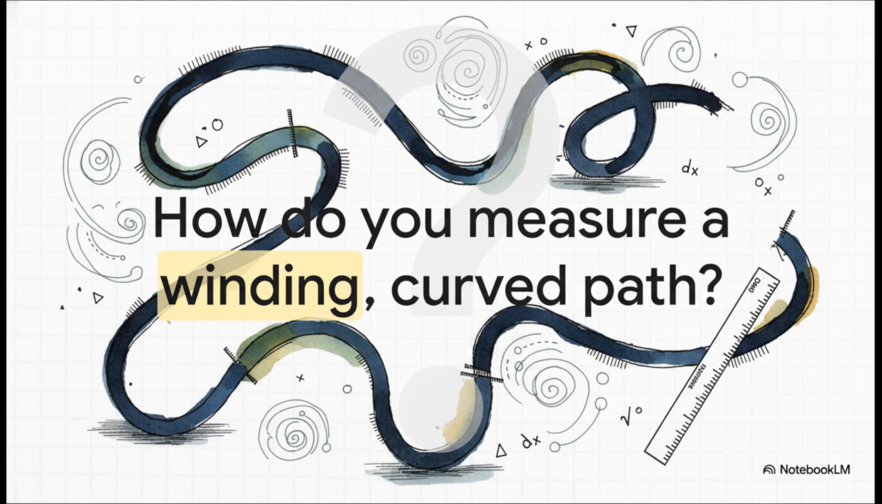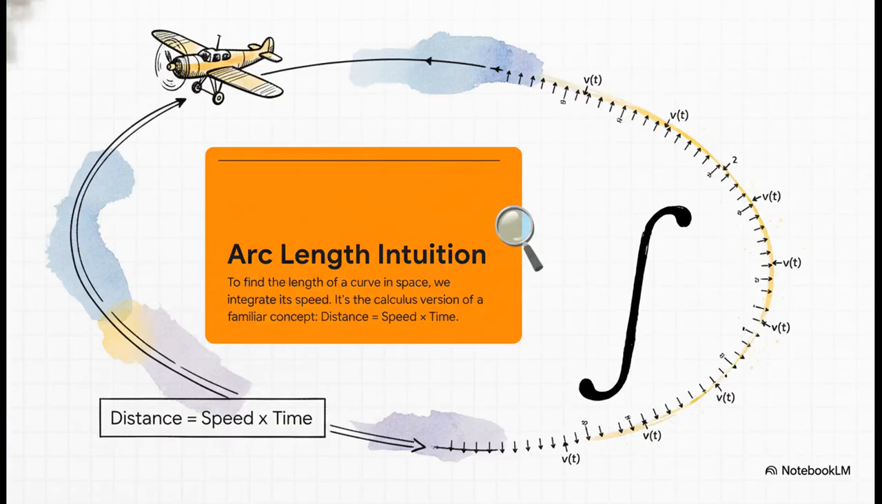So what's the calculus way of thinking? Well, like with so many things in calculus, the secret is to break a big, complicated problem into an infinite number of tiny, simple pieces. What if we could chop this curve into millions of teeny tiny segments that are almost straight, and then just add them all up? And this slide right here, this is the whole secret.